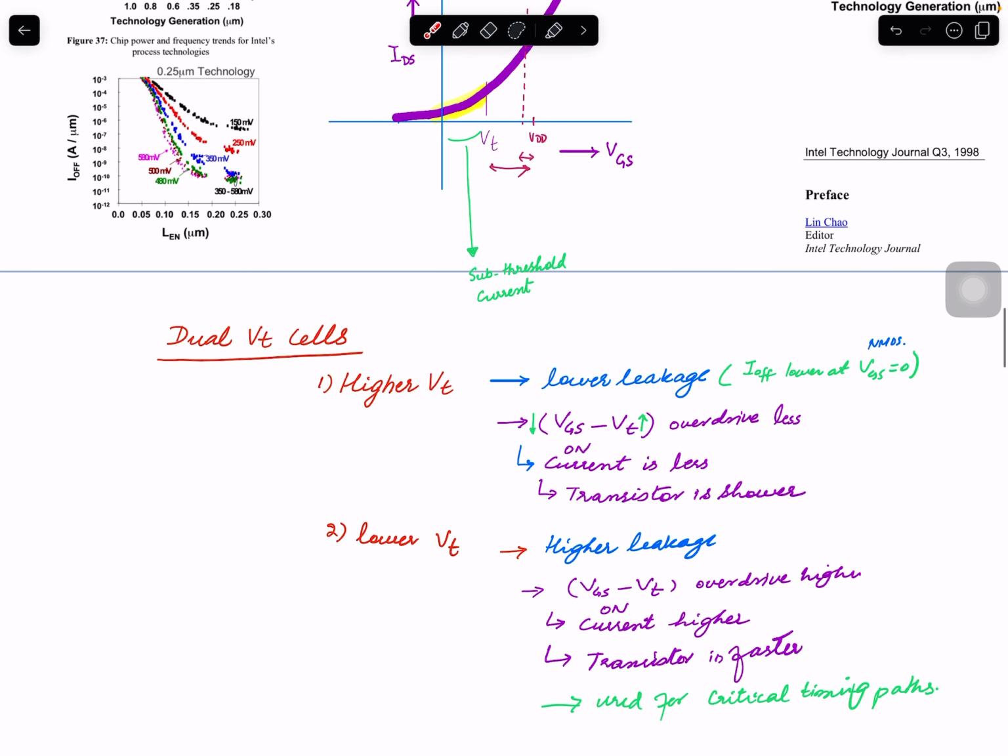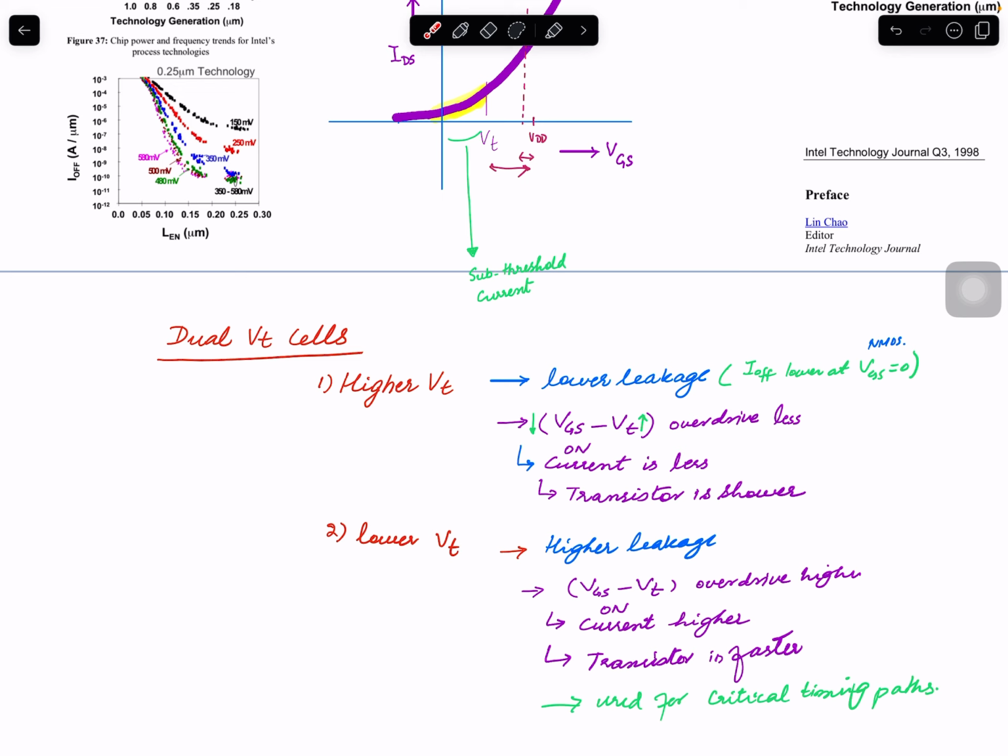The opposite for lower VT: higher leakage. But the good thing is this gap is bigger. This is called overdrive, like how much more VGS compared to VT, that's really pushing for more current. So current is higher, transistor is faster.